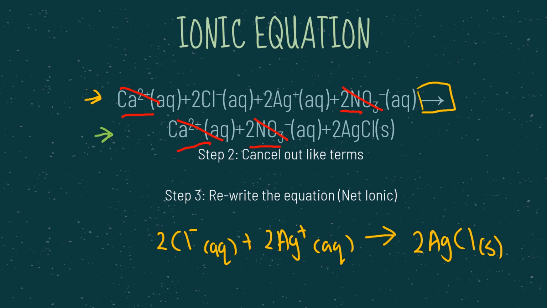We can see that they are balanced because there are 2Cl⁻ here, there are 2Ag⁺ here, and this gives us 2Ag and 2Cl. So this means that this ionic equation is actually balanced.